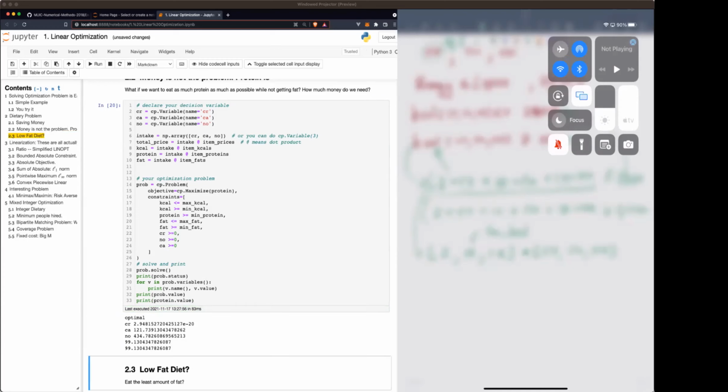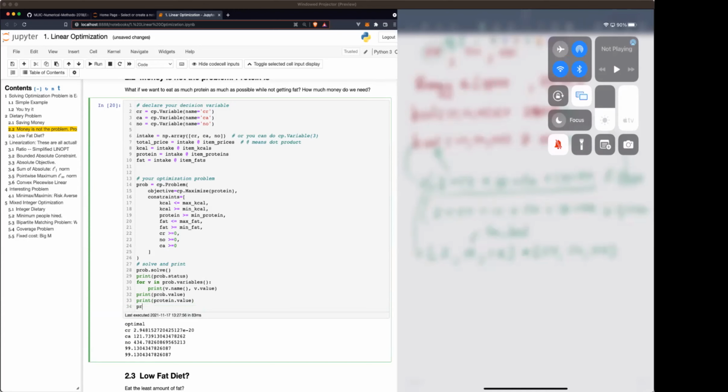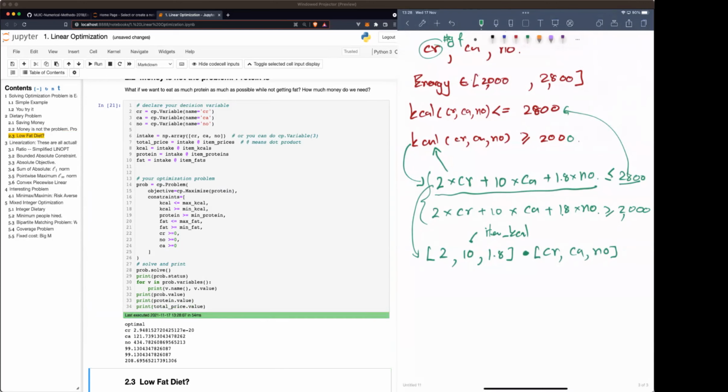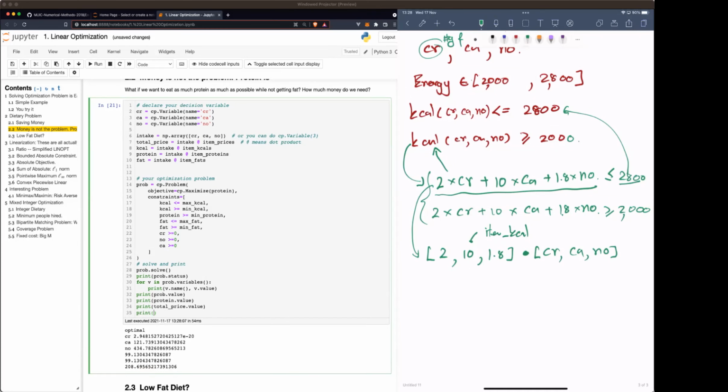Okay. If you want to see how much money you need, you can print the total price. So you need 208 baht if you want to get really buff. And if you think about it, if you eat the protein, the thing that prevents you from eating an infinite number of chicken rice or noodles is the fat, right? So if you print the fat, it should hit that constraint, or maybe the total kilocalorie. Yeah, we can print the fat.